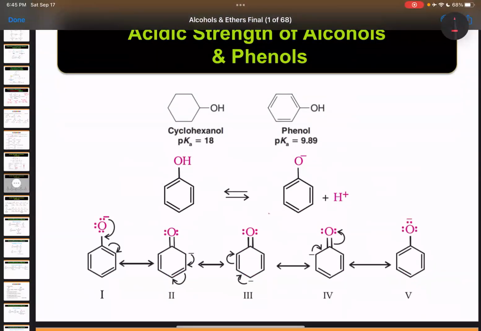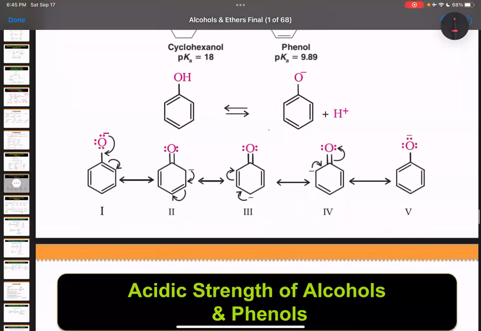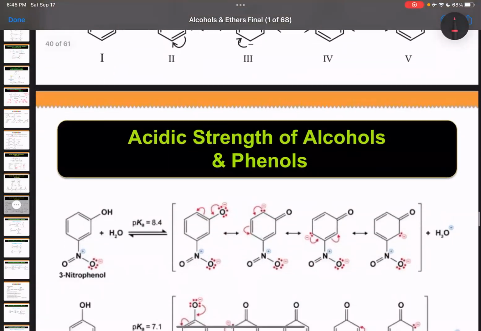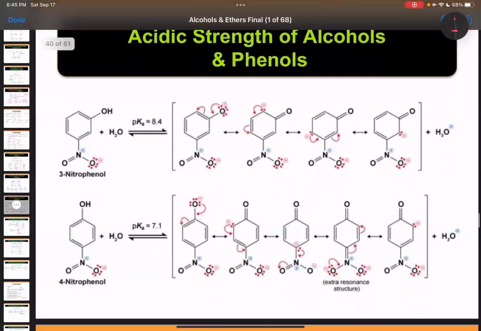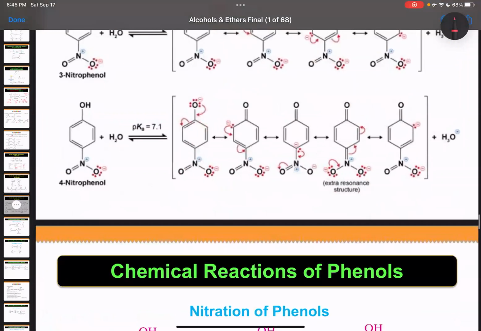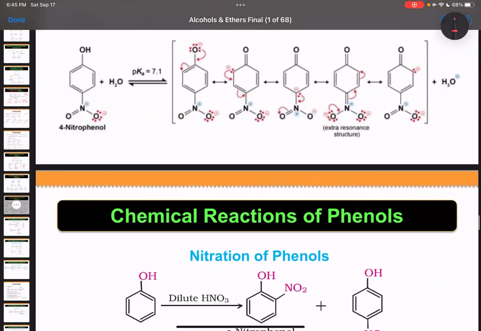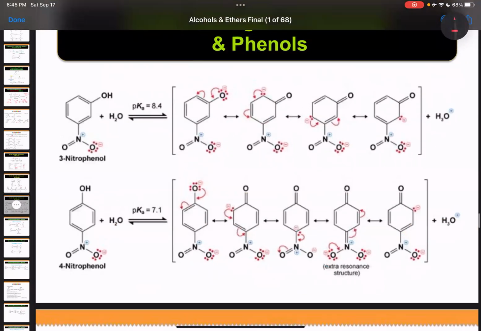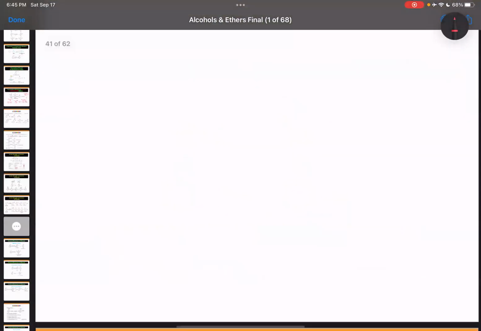So phenols are slightly more acidic than water. Why? Due to resonance. Yeah, due to resonance. The pKa of phenol is 10, that we can see. And once you have a nitro group, the acidic strength increases and the pKa decreases. Okay, clear? So just one thing which is asked many times: can you tell me the acidic strength of phenol?